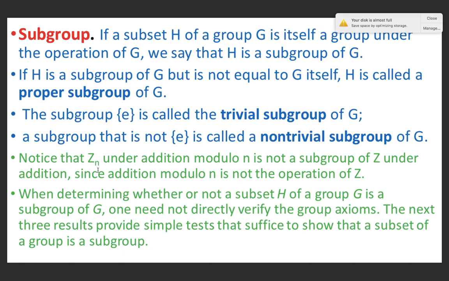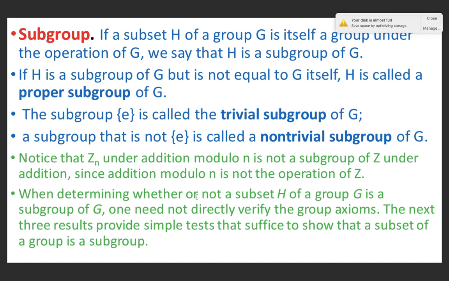Notice that Zn under addition modulo n is not a subgroup of Z under addition, because in Zn the operation is addition modulo n. In Z the operation is addition. Since addition modulo n is not the operation of Z. So for any subset to be a subgroup, it should be a group under the operation of G. The operation should be the same.